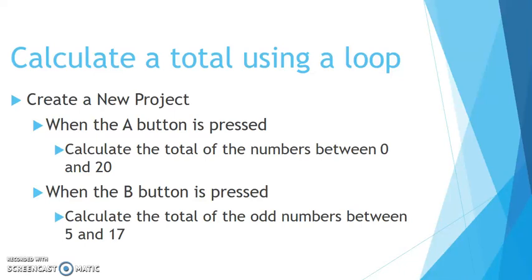In this screencast, we're going to look at how we can calculate a total using a loop. So we're going to create a new project, and within that project, when the A button is pressed, we're going to calculate the total of the numbers between 0 and 20. And then when the B button is pressed, we're going to calculate the total of the odd numbers between 5 and 17. So we'll go to makecode.com and create a new project.